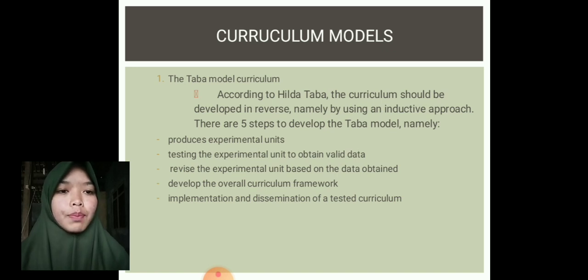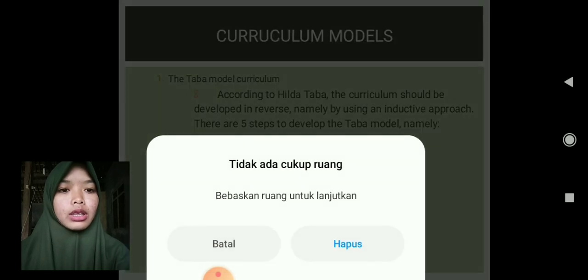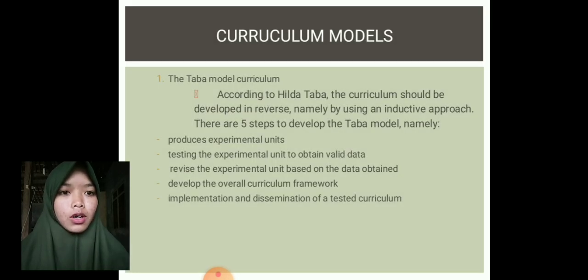There are 5 steps to develop the Taba model, namely, number 1, produce experimental units, and then number 2, testing an experimental unit to obtain valid data, revise the experimental unit based on the data obtained, develop the overall curriculum framework, implementation and dissemination of the tested curriculum.